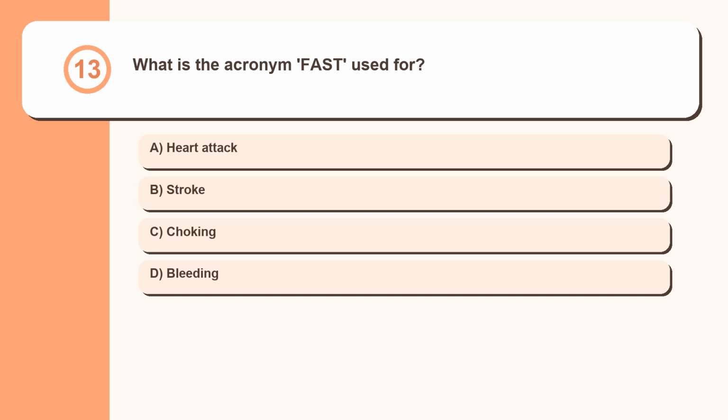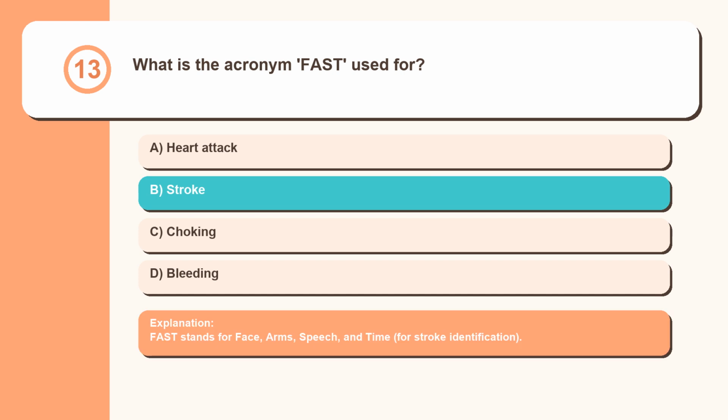Question 13. What is the acronym FAST used for? Heart attack, stroke, choking, bleeding. FAST stands for face, arms, speech, and time, for stroke identification.